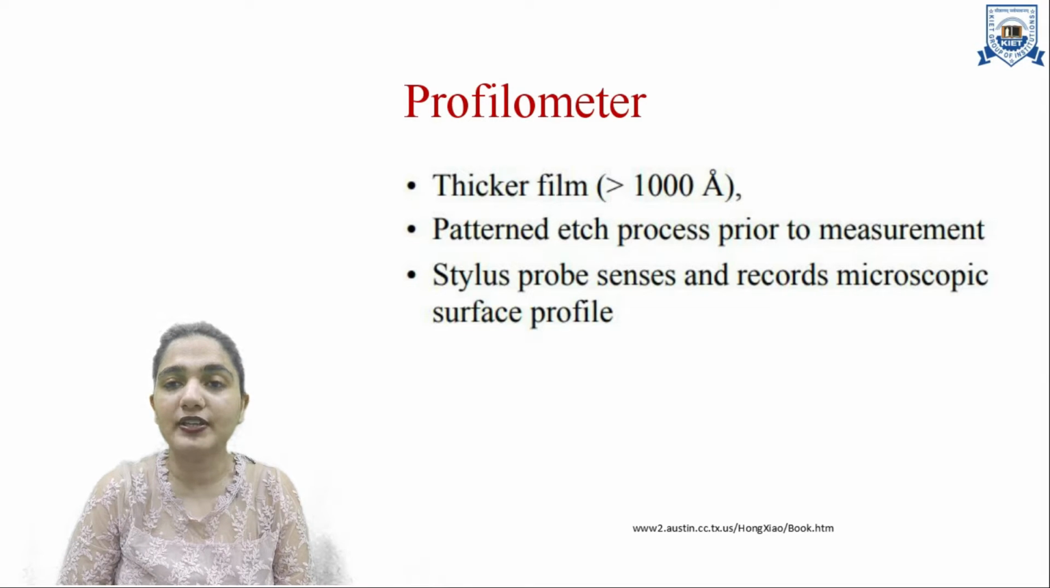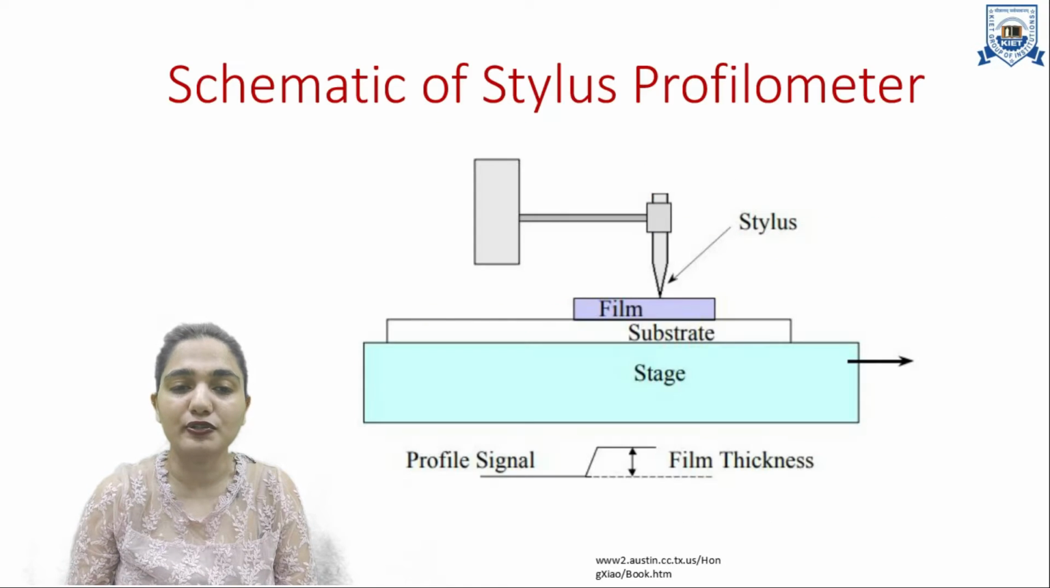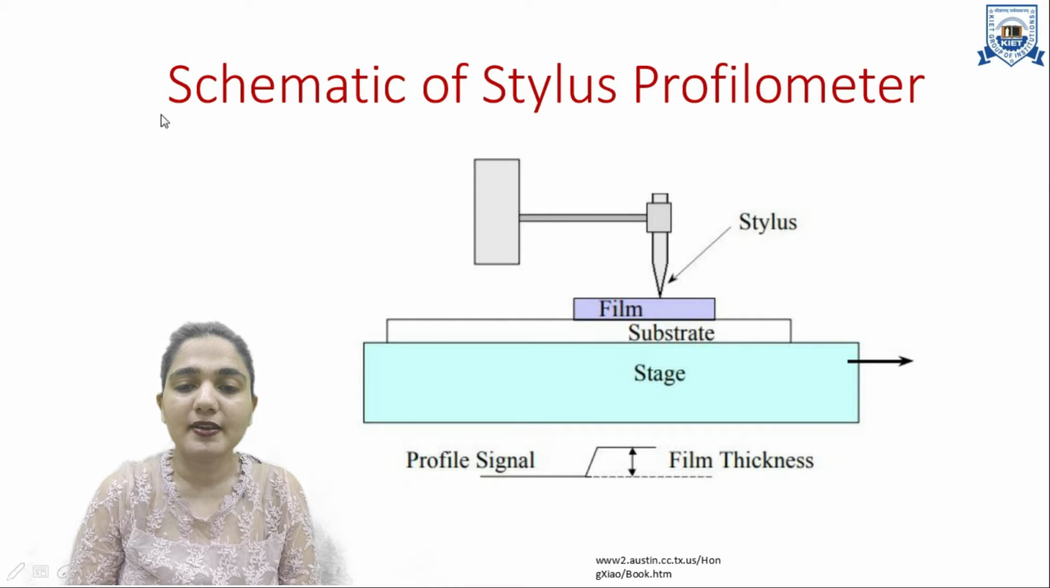So it is used for a thicker film, whereas TEM was used for a very thin film and SEM was used for up to 100 angstrom film. Now the profilometer is used for a thicker film, which is more than 1000 angstrom. A patterned etch process is used prior to the measurement, and the stylus probe senses and records the microscopic surface profile also. So this is the schematic representation of the stylus profilometer.